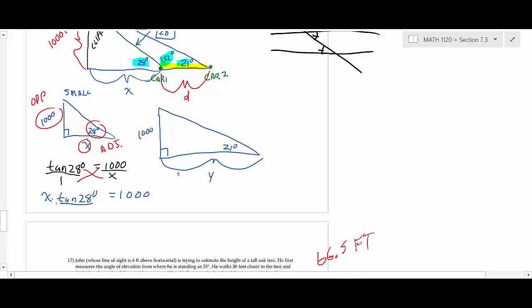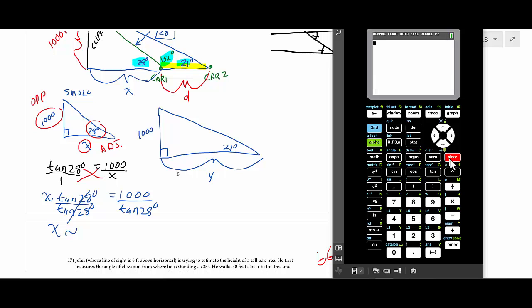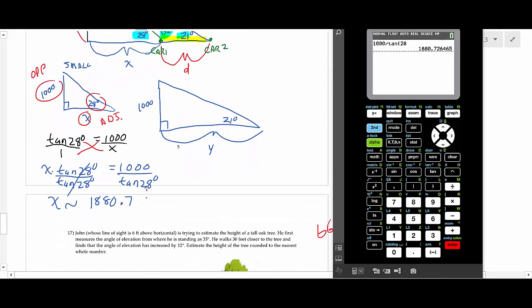Then I need to just divide by tangent of 28 degrees, take my calculator, and that'll give me what that value is. We'll get that piece of the small triangle, and round that off to one decimal. Make sure that you're in degree mode. You go 1,000 divided by tangent of 28, and that will give me 1,880.7 units. I guess the units are feet. So that's the first part of the problem.